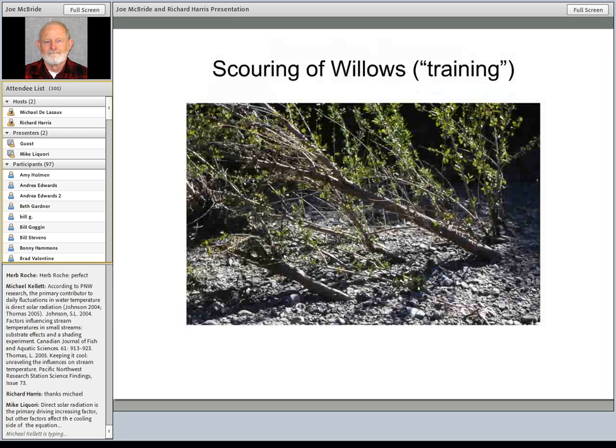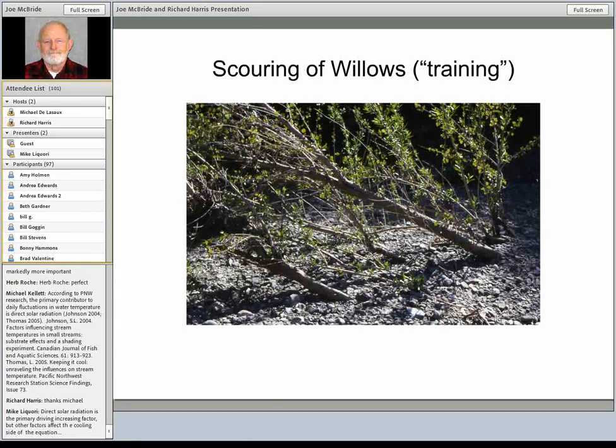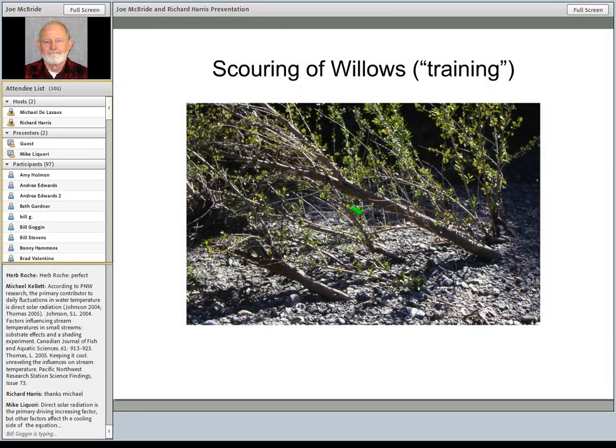not only the channel but the plants themselves. You can see over on the lower right-hand corner here, if I can get my pointer to work, is an area where the bark has been basically scoured away, sandblasted, if you will, by water movement to expose the cambium. Willows are remarkable in their capacity to heal these scarring wounds very quickly.